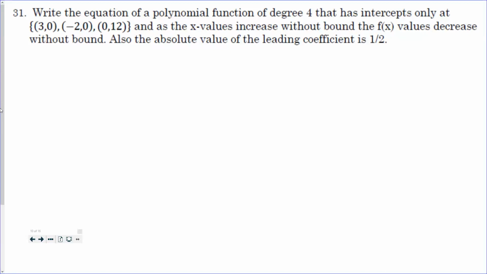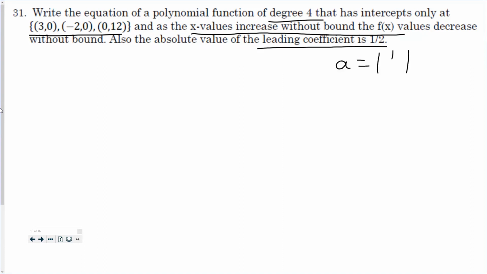Anytime I have these problems where I'm not really sure what's happening, I'm always going to draw a picture. Because when you start drawing a picture, you can see visually everything that's happening all at once. A few things I'm told is that I have a degree of 4. These are my x-intercepts. And when x values increase without bound, f of x values decrease without bound, and the leading coefficient is 1/2, or the absolute value of it is 1/2. So that tells me the absolute value of A is 1/2.